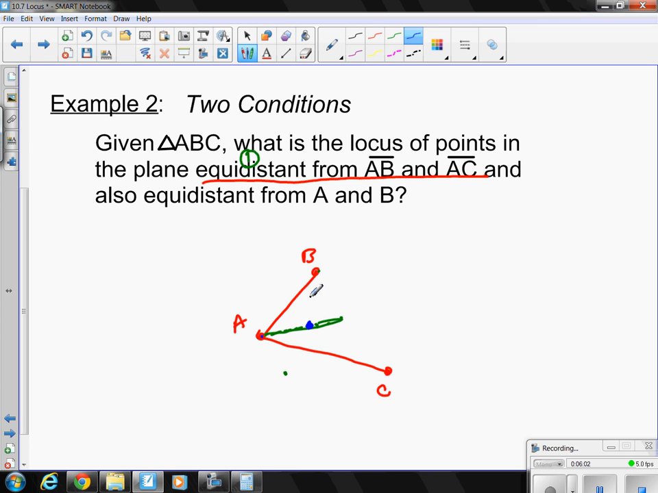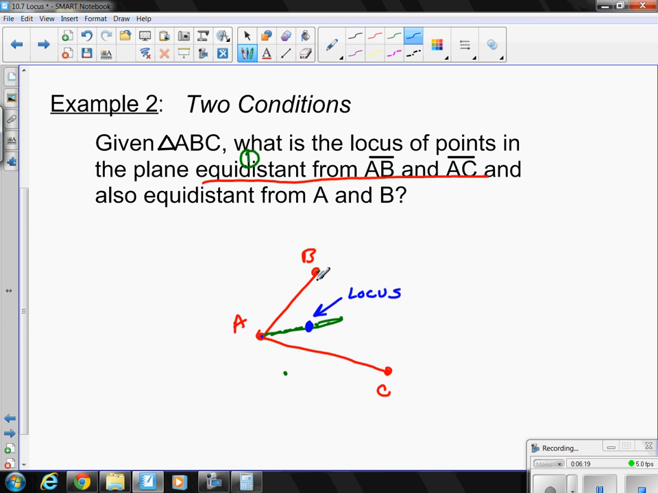Somewhere about there. I'm going to say that this length and that length are the same. This is the one point that satisfies both conditions. This is my locus in blue. The green was the first condition.